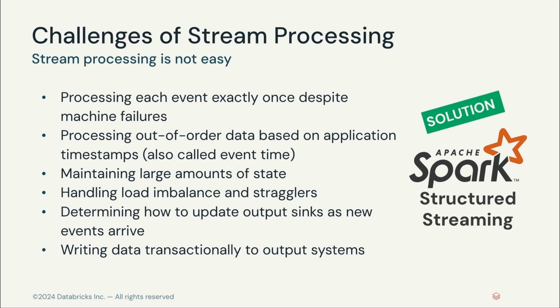And then finally, we might have a load imbalance, right? We might have stragglers, right? We might have data that's coming in a funky way, so to speak. And we need to make sure that we can update our output sinks when the new events arrive, and how we do that is something that can be very challenging. And then finally, we want to write data transactionally to our output systems so we don't put our output systems in an unknown state as well. What's the solution? Of course, Apache Spark structured streaming, and we're going to talk about that through the rest of this module.